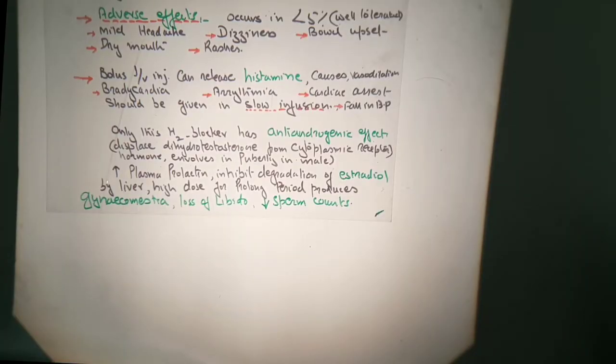Antigen effect. It increases the plasma prolactin and inhibits degradation of estradiol by the liver. A high dose for a prolonged period of time may produce gynecomastia. What is gynecomastia? That is the appearance of female-like structure, that is enlargement of the breast and other organs. So that is known as gynecomastia.